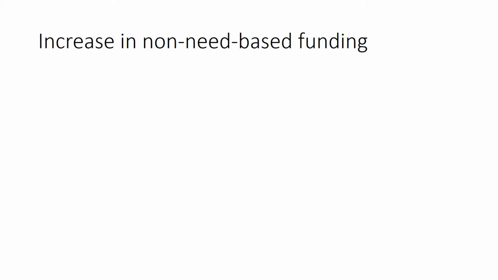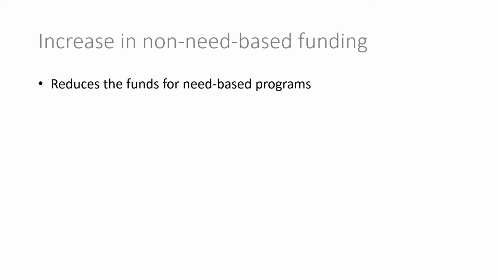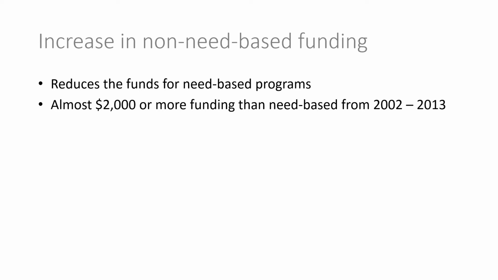Okay, when you have an increase in non-need based funding, it has a couple of effects. One of the main effects that I've seen and that I researched is that it reduces the funds for need-based programs. To me, that's like taking money away from the kids that need this, maybe in some people's opinion, more than the merit scholars. So now instead of, we'll just use a rough number, 10 needy kids getting to further their education, maybe you only have 8 now. As you can see on my slide, it says almost $2,000, sometimes more, was funded in the non-need based funding than there was in the need based. And this was a statistic from 2002 to 2013.